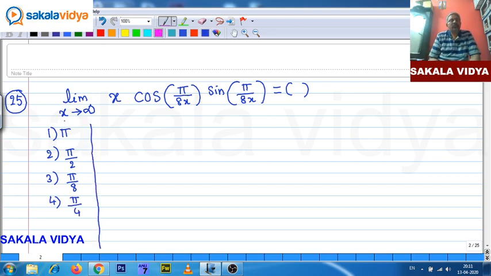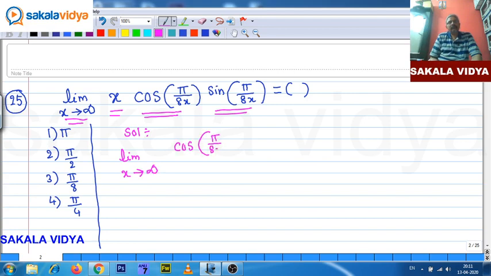So, now here see limit x tends to infinity x cos of pi by 8 x sin of pi by 8 x. Okay, let us try ourselves first. See, first this problem can be written like this. Solution: limit x tends to infinity cos of pi by 8 x multiplied by sin of pi by 8 x upon this 1 by x.